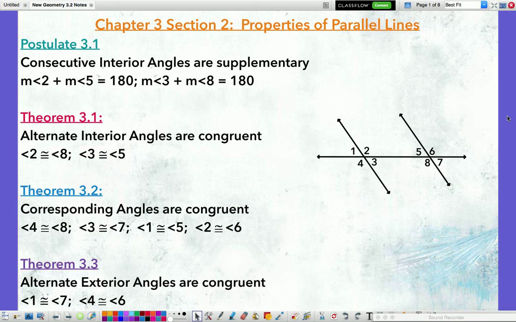Theorem 3.1, alternate interior angles are congruent. So 2 and 8 and 3 and 5 have the same measure. Corresponding angles are congruent. 4 and 8, 3 and 7, 1 and 5, and 2 and 6. And alternate exterior angles are congruent. So 1 and 7 and 4 and 6.